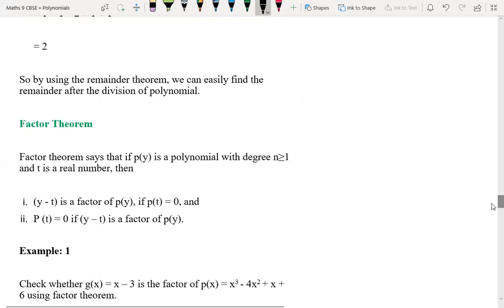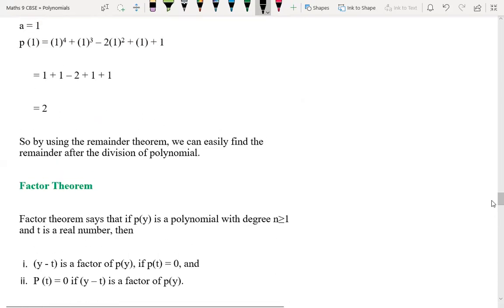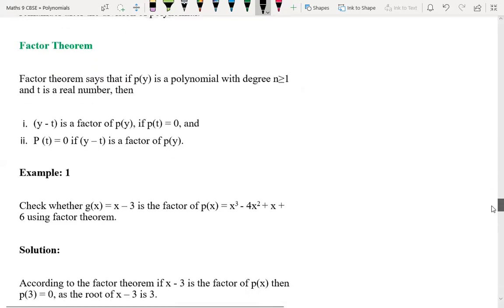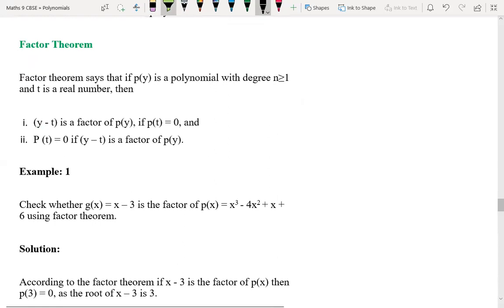This one you want factor theorem, this one. Yes, sir. The same example is mentioned over here, factor theorem. Factor theorem says that if p(y) is a polynomial with degree n greater than or equal to 1, you know the degree means it should not be 0. If you are having degree 0, it means you are having a constant number, right? Correct, no? Is it clear?